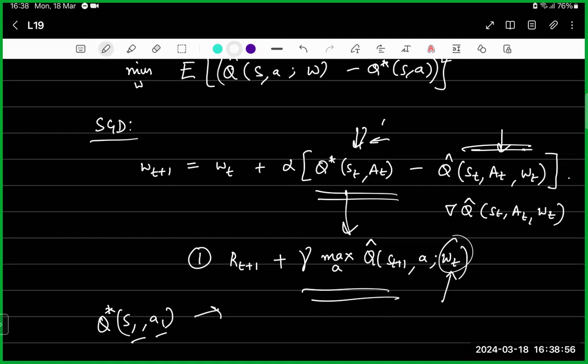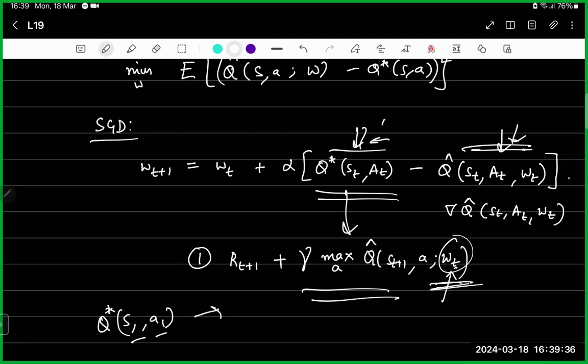But here, the target itself will keep changing with time because your target itself is a function of WT. So this is called the non-stationary target problem. Because what you are trying to fit to is not fixed. This is some function which you are trying to approximate, but to what value you want to approximate it, that itself is not fixed. Because if you visit the same state action pair again, then this function will ask you to fit to some other value, because the W would have changed by then. So this term will keep changing.